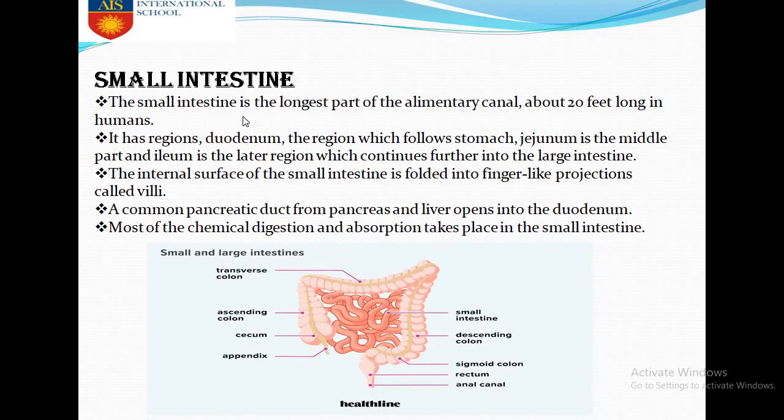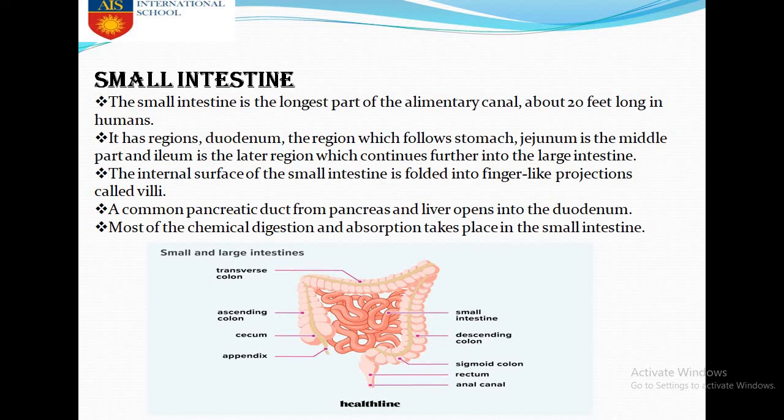Now small intestine. The small intestine is the longest part of the alimentary canal, which is about 20 feet long in humans. It has the duodenum, the region which follows the stomach. Jejunum is the middle part, and ileum is the later region. So the small intestine consists of three parts: duodenum, jejunum and ileum.